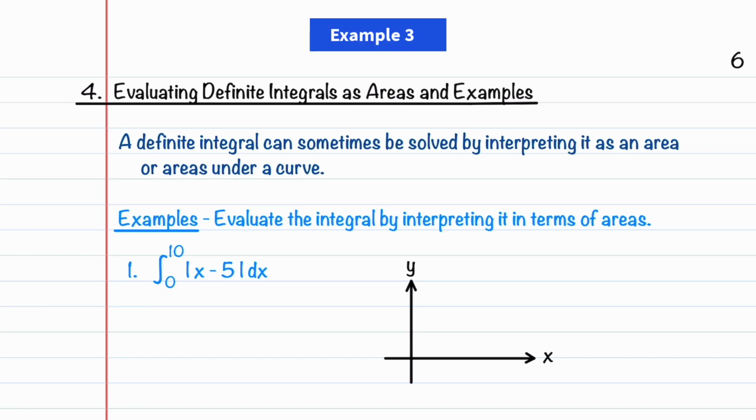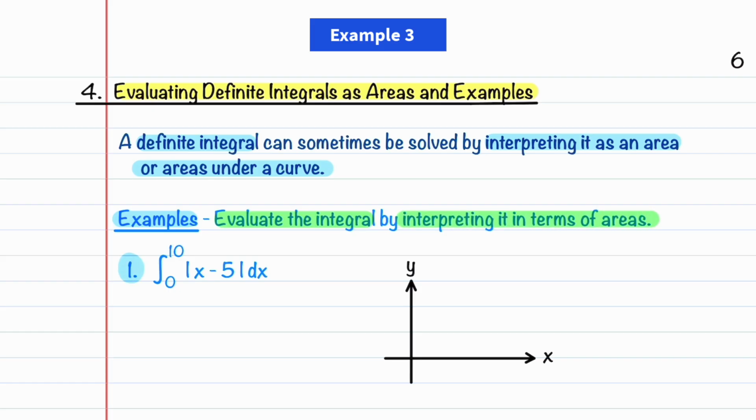We're now going to work through 2 examples where we are going to evaluate a definite integral using geometry. A definite integral can sometimes be solved by interpreting it as an area or areas under a curve. In both of these examples, we are going to evaluate the integral by interpreting it in terms of areas.